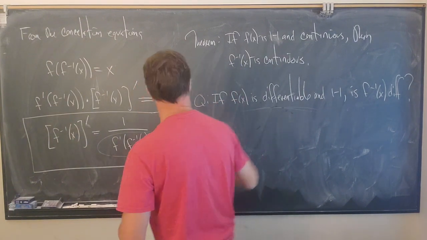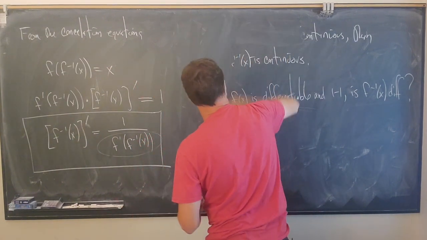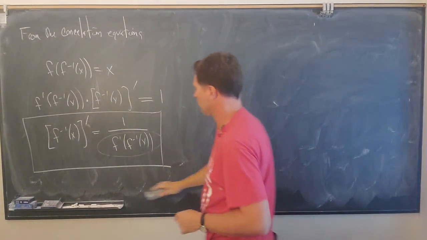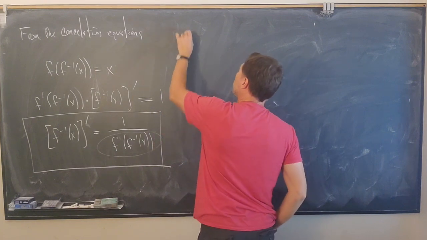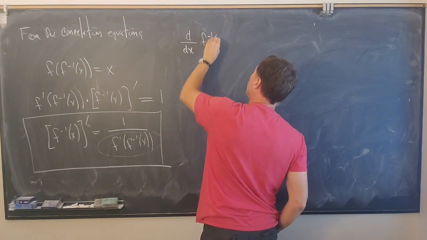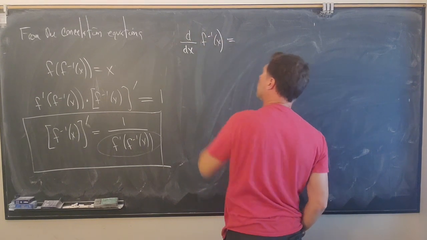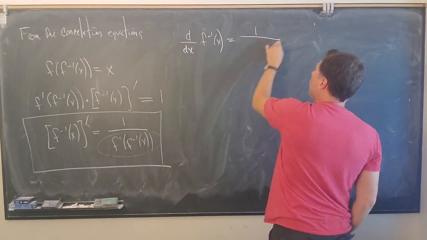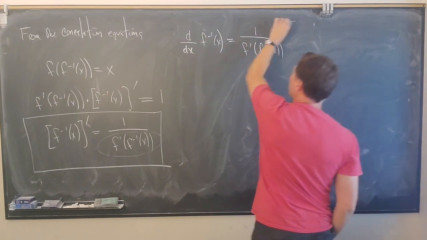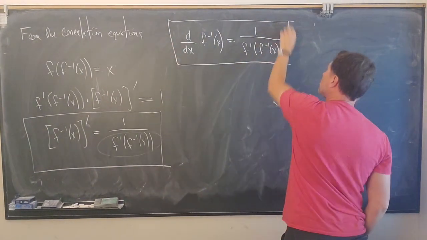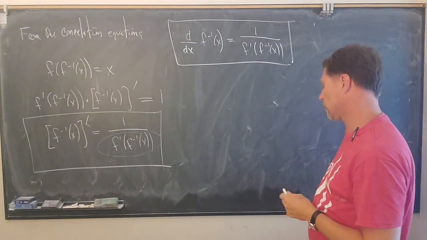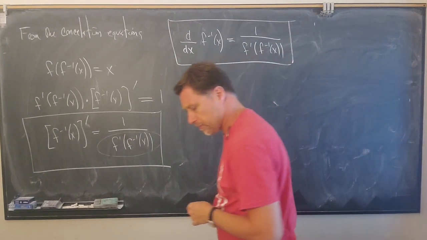So let me actually write this down. Like this, the derivative of f inverse of x is equal to 1 over f prime of f inverse of x. And this tells us everything we need to know about derivatives of inverse functions and their relationship to the original function. So let's try an example now.